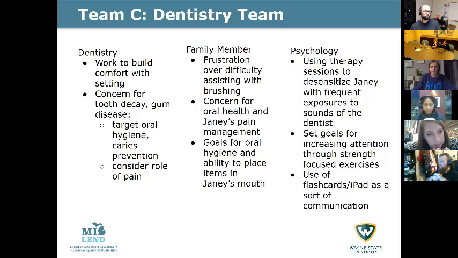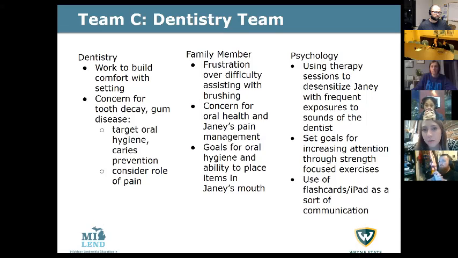When we did get a look in Janie's mouth, we also had concern that there was significant tooth decay and gum disease. And so part of our intervention plan will be around targeting oral hygiene, perhaps working with other members of our care team to make her more comfortable with regular oral hygiene practices. And then because of the significant decay and cavities, we thought that it could be possible that pain could be contributing to her resistance to working with dentistry in general.